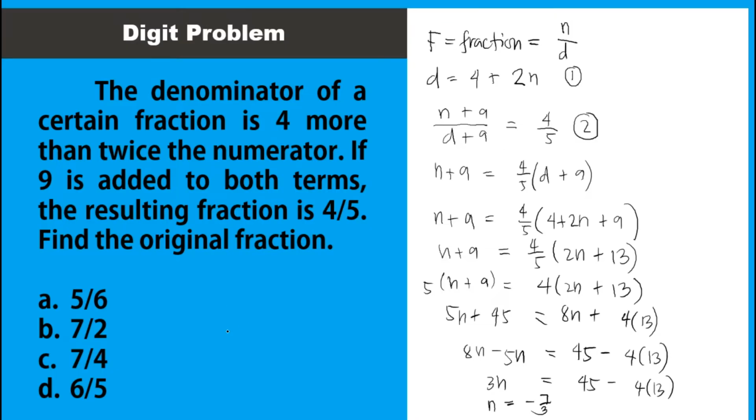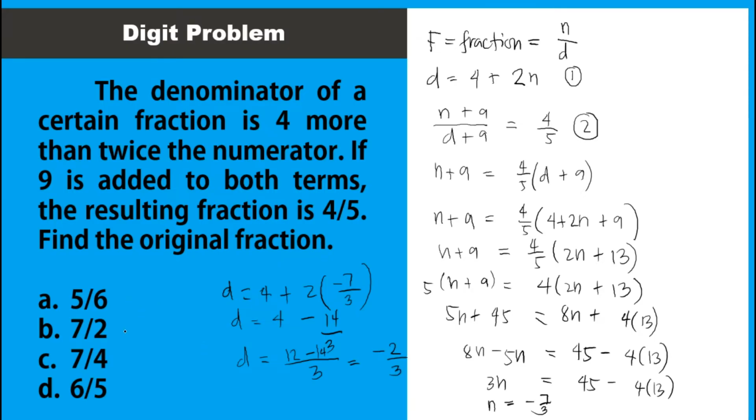So we have d equals 4 plus 2 times n, so 2 times negative 7 over 3. You have d equals 4 minus 14 over 3. We have d equals 12 minus 14 all over 3. So that is negative 2/3.